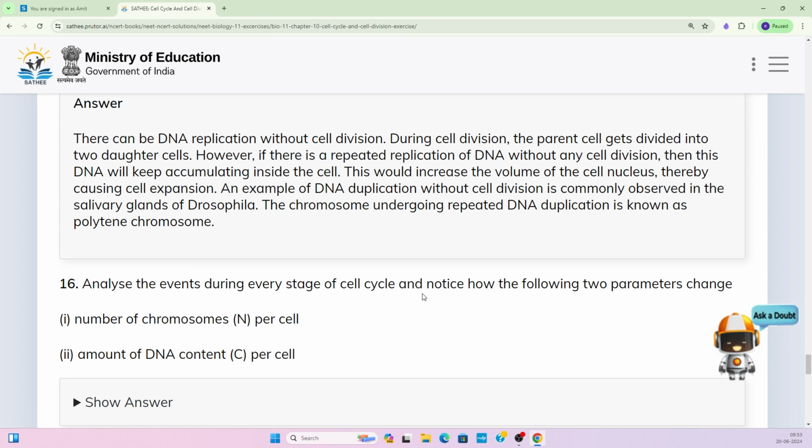An example of DNA duplication without cell division is commonly observed in the salivary glands of Drosophila. Only the nucleus is duplicating every time, right? And that is observed in the salivary glands of Drosophila. The chromosome undergoing repeated DNA duplication is known as the polytene chromosome.